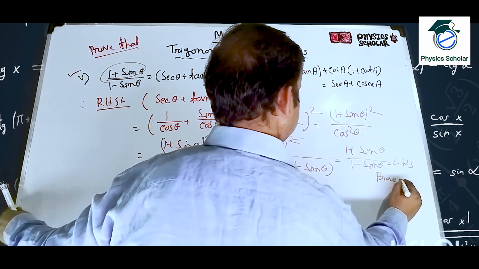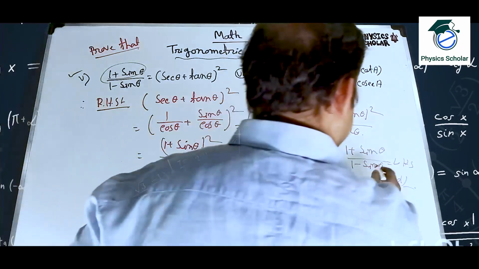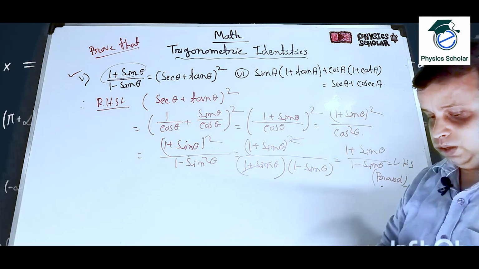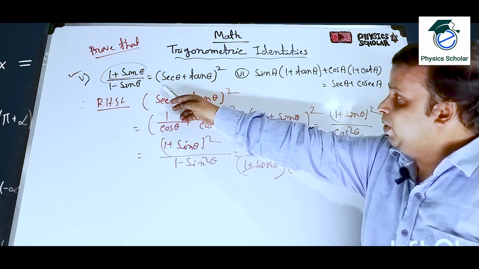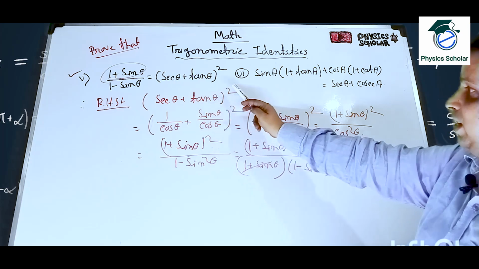Proved. Clear? So that means what? (1 plus sin theta) by (1 minus sin theta), that is coming. Clear? So now here it's better to prove it from right hand side. So right hand side is equal to (sec theta plus tan theta) whole square.